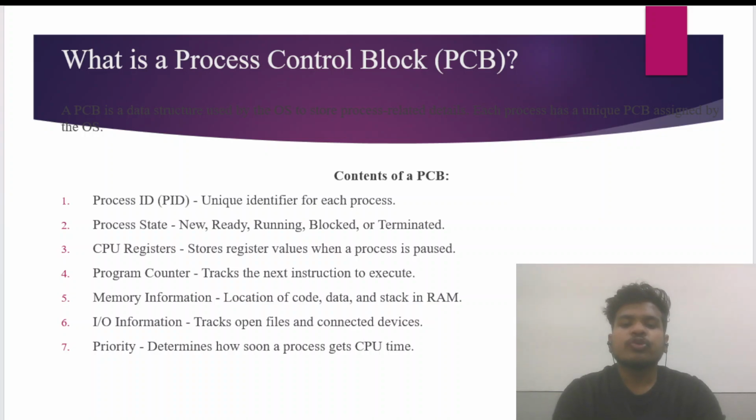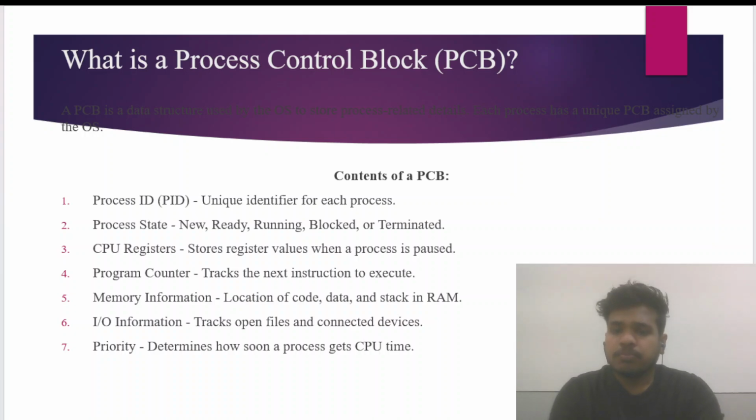Firstly, we have to know what a process control block is. Think of it like this: a process control block, or PCB, is like an identity card for a process. Like for you, an Aadhaar card is your identity card. So, for a process, the control block is its identity card. It's a data structure used by the OS to store important details about a process. Whenever a process is created, the OS assigns it a PCB to keep track of it. But what does the PCB contain? You have to know about that too.